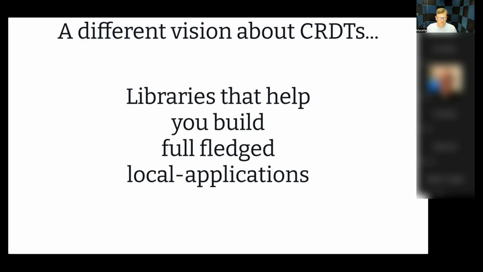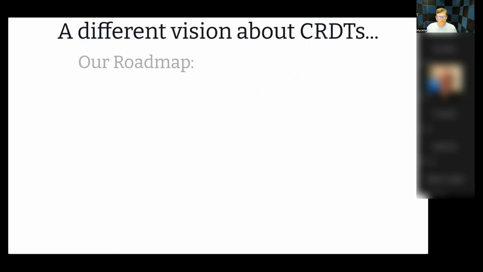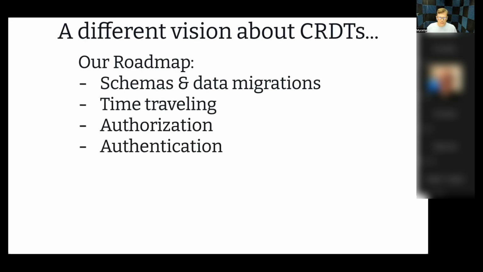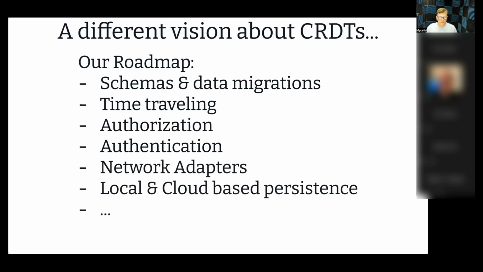Okay, but what does this mean? Well, for example, our product roadmap includes things like schemas and data validations, time traveling, authorization, authentication, various network adapters, plus local and cloud-based persistence. In other words, we aren't focused on one aspect of CRDTs. We're taking a more holistic approach to fully supporting building local-first applications. Essentially, we're building open source tools with a unified vision around local-first development, and eventually we'll offer support services that frankly isn't available from anybody right now.